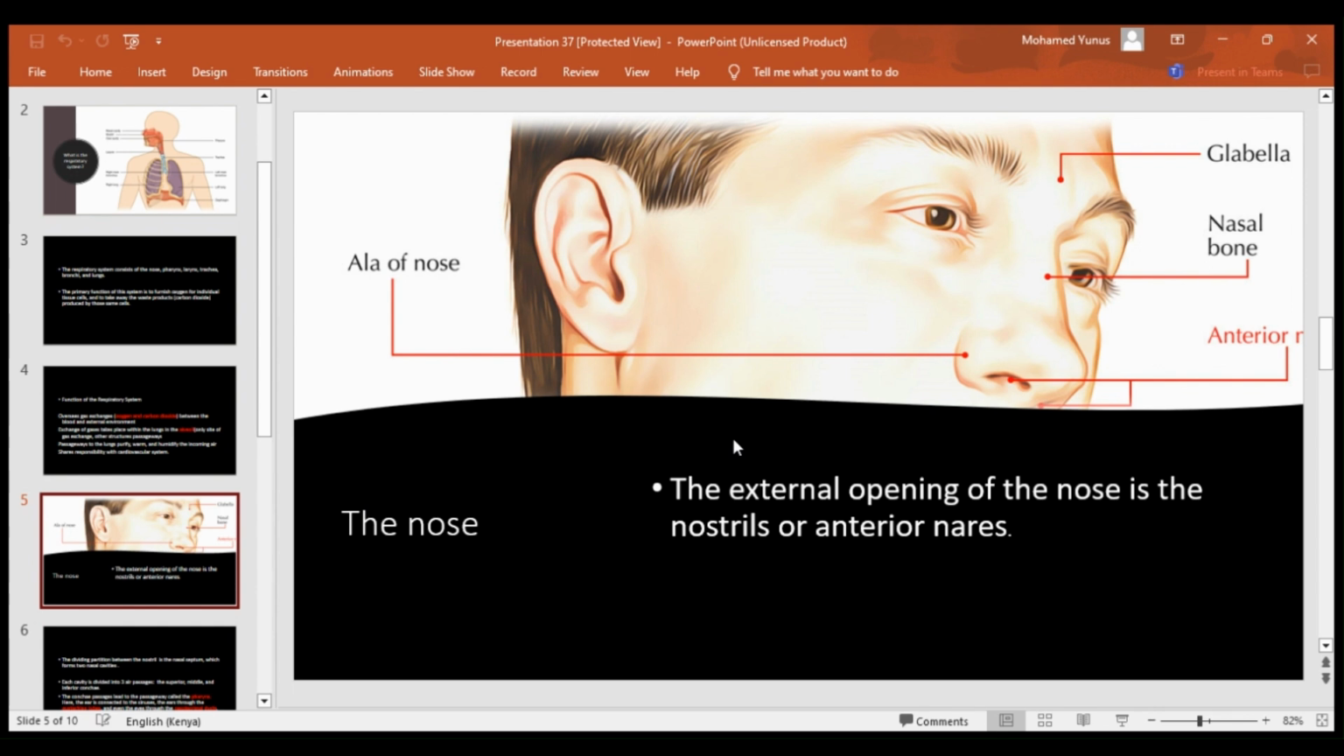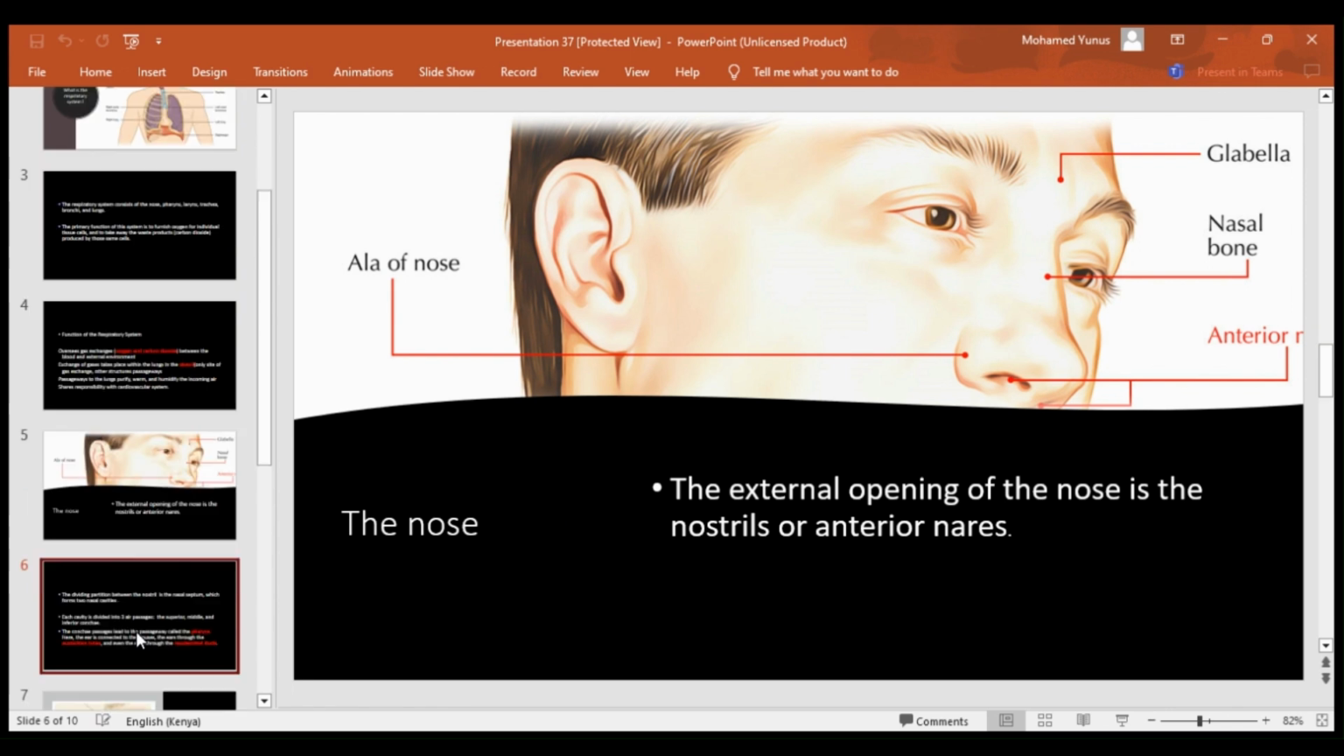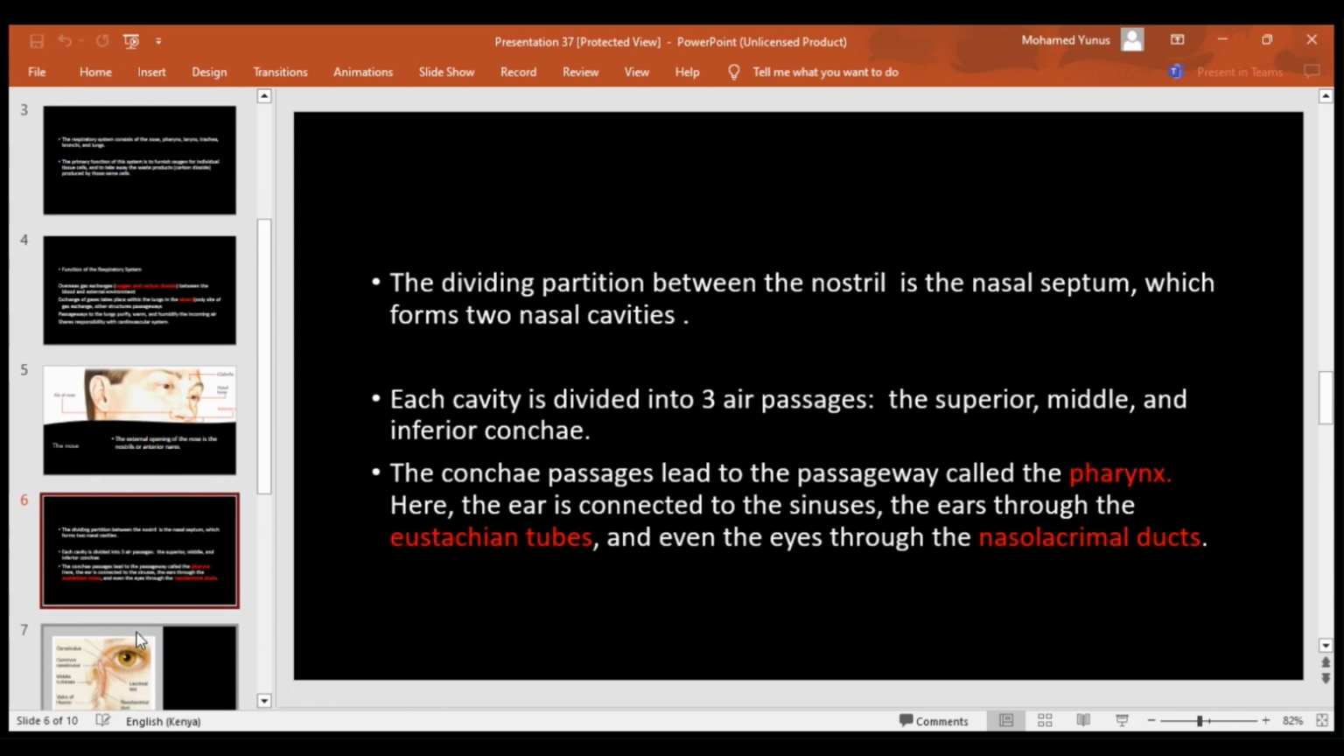And here are the external parts of the nose. We have the glabella, the nasal bones, the ala of the nose. All those make up the external part of the nose. The external opening of the nose is the nostril, the two holes in your nose that lead into the inner parts of the nose. Those are called the nostrils or the anterior nares. And the dividing portion between the nostrils is the nasal septum, which forms two nasal cavities.